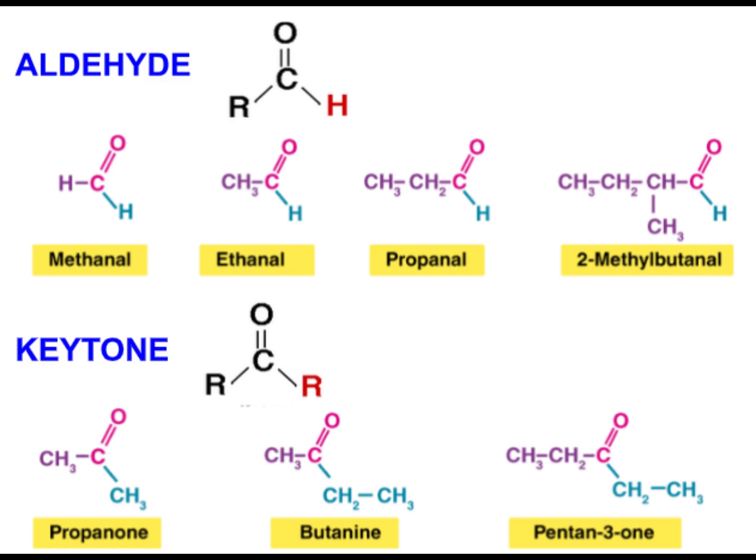Now, let's introduce ketones. A ketone is a compound that features a carbonyl group located within the carbon chain, specifically between 2 carbon atoms. On the screen, you can see examples of ketones: propanone, commonly known as acetone; butanone, which has a 4-carbon chain; and pentan-3-one, showcasing the diversity of ketone structures.